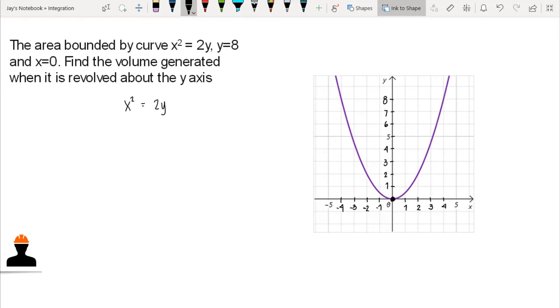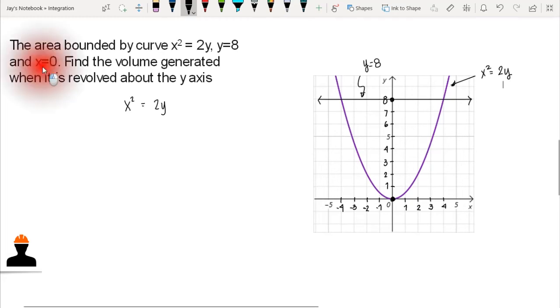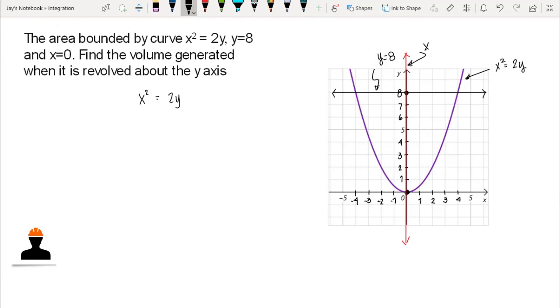Now we have our line, that is y is equal to 8. So if we plot y is equal to 8, it is just a horizontal line, correct? So y is equal to 8 is at this point. So we have here, this one is y is equal to 8. Now again, this curve is x squared is equal to 2y. And then we also have x is equal to 0. x equal to 0 is just the y-axis. And this is x is equal to 0.